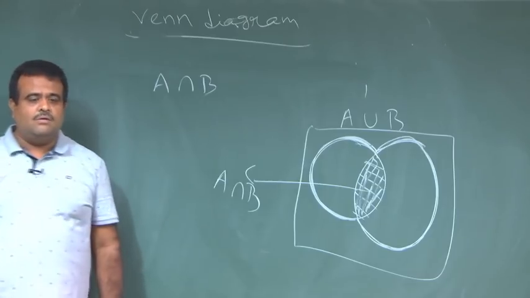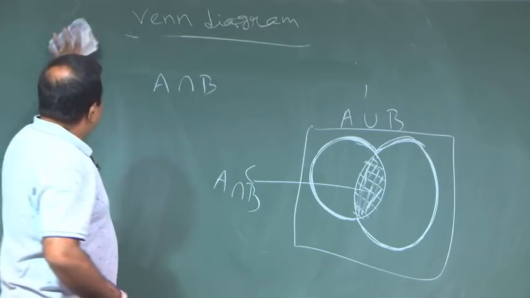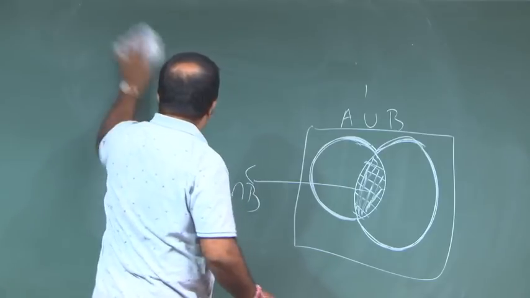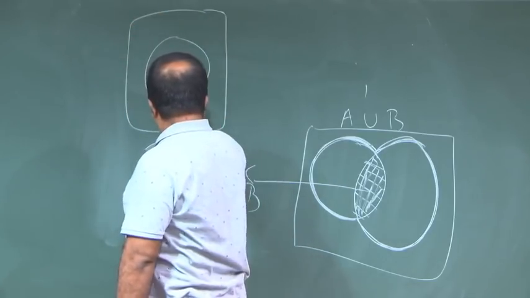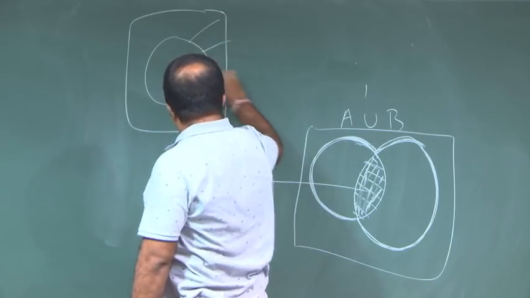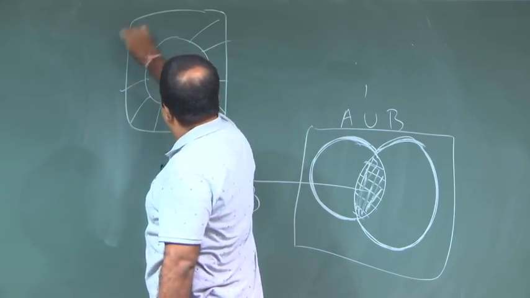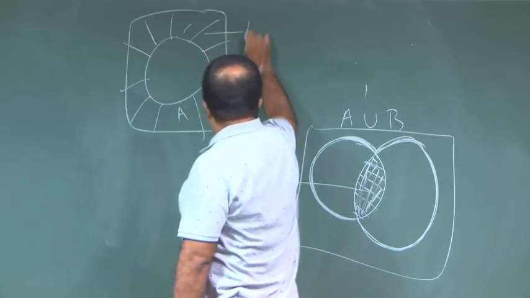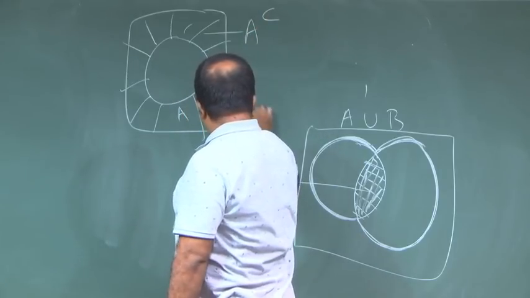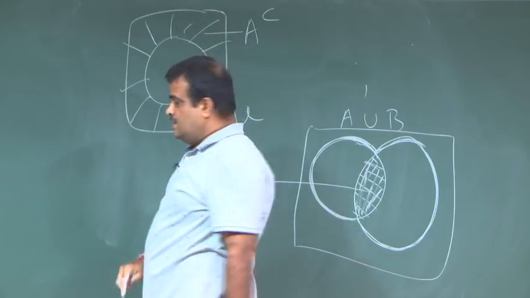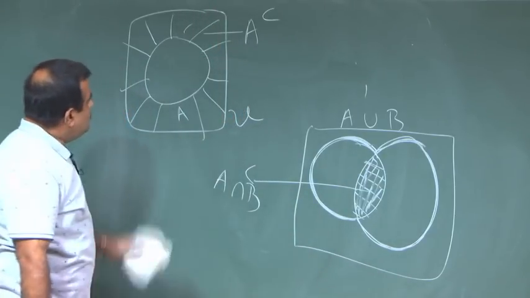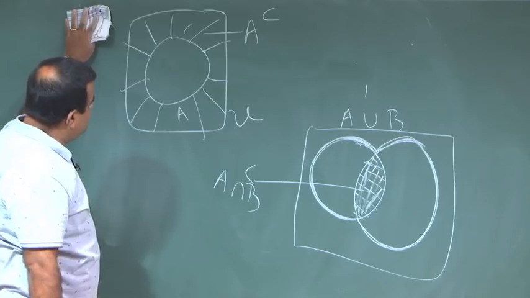Okay. Now, using Venn diagram, it is easy to see the complement. Suppose we have a set A and this is the universe. This is set A. Now, A complement is basically the set of all elements that belong here. These are the A complement. So, this is the universe, this is A. So, A complement is not in A. Okay. So, now this is the complement.